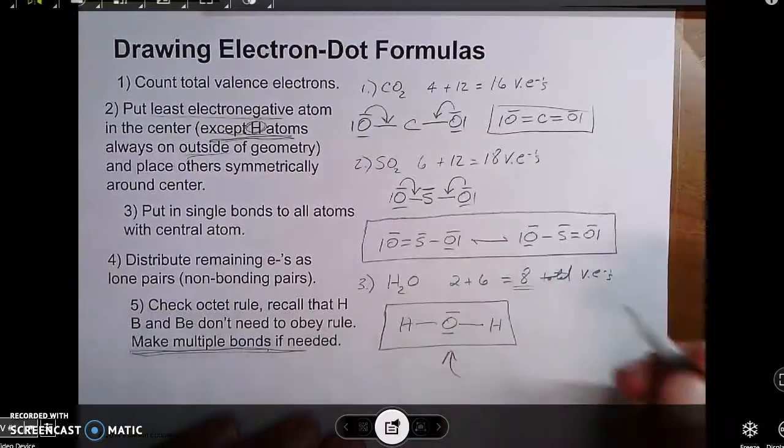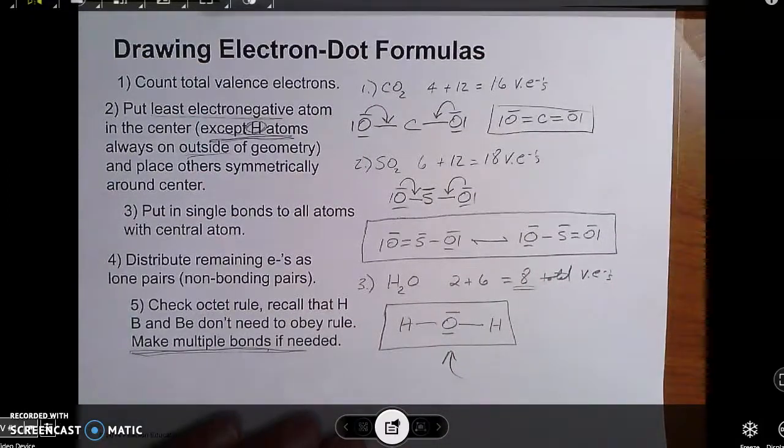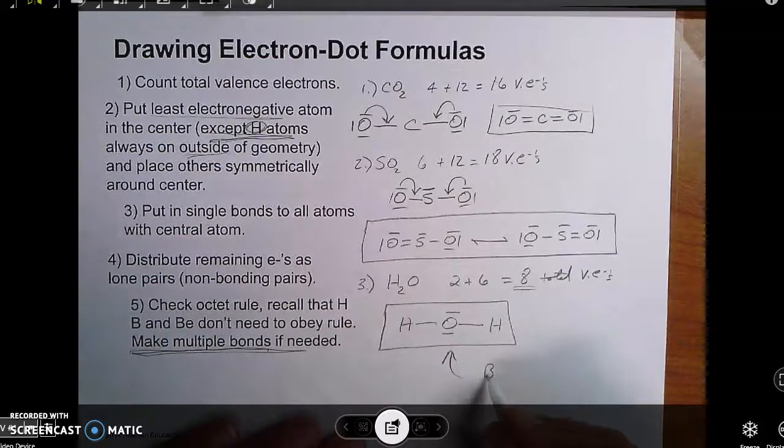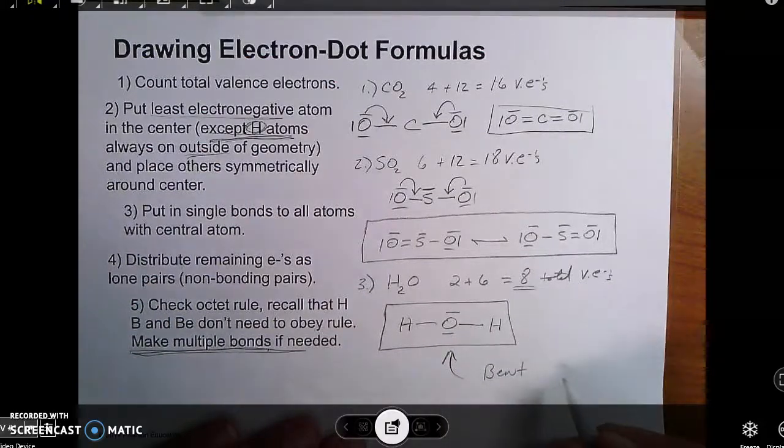Just as a prelude to maybe a next possible video, you would use this along with valence shell electron pair repulsion theory to tell you that there's 2 non-bonding electron domains, 2 bonding electron domains, and of course that would give you a tetrahedral electronic geometry or a bent molecular geometry for water.